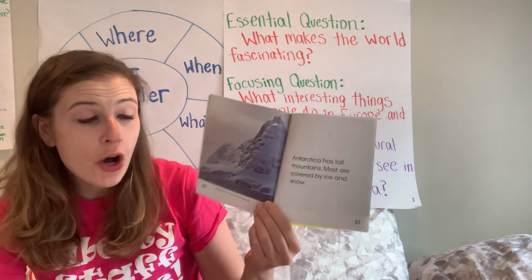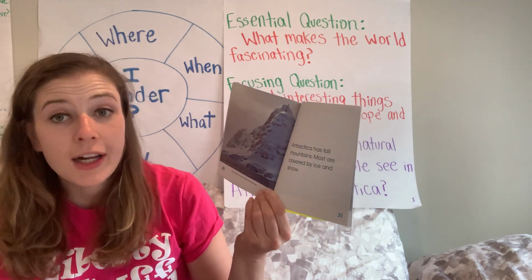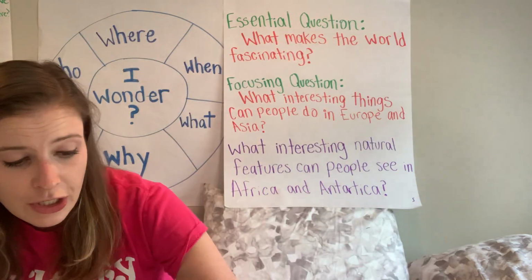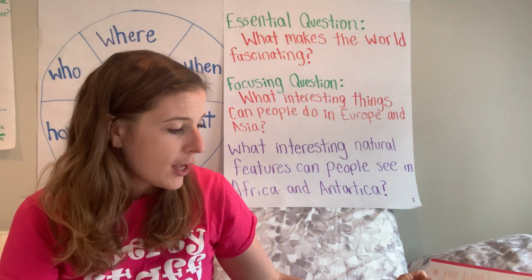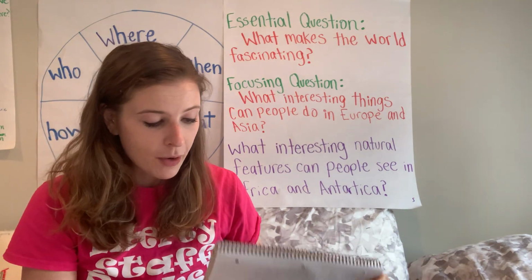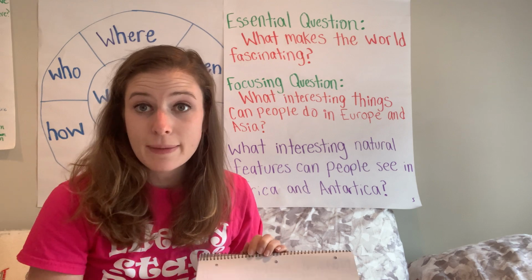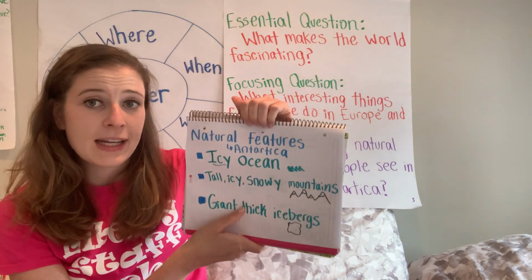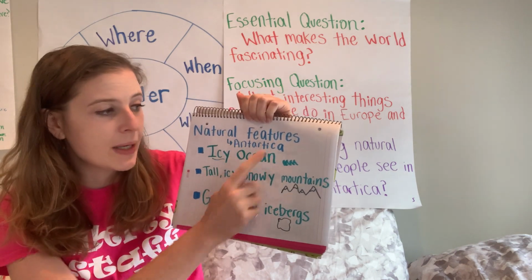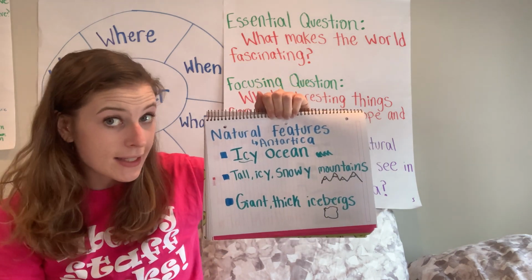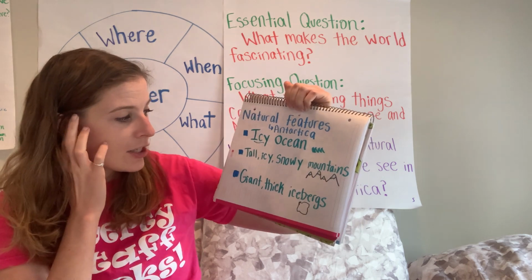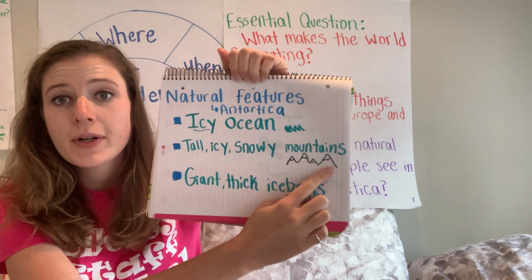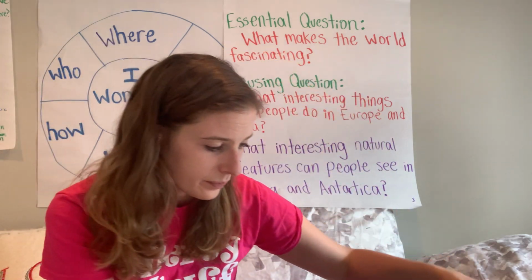Antarctica has tall mountains. Most are covered by ice and snow. Wow, so that's a neat natural feature. Tall mountains covered by ice and snow. So I'm going to make a very similar chart. And at the top, I put my heading, natural features, and then I put Antarctica, so I know what continent I'm talking about. And then I just saw really tall, snowy mountains, so I put a little mountain range.